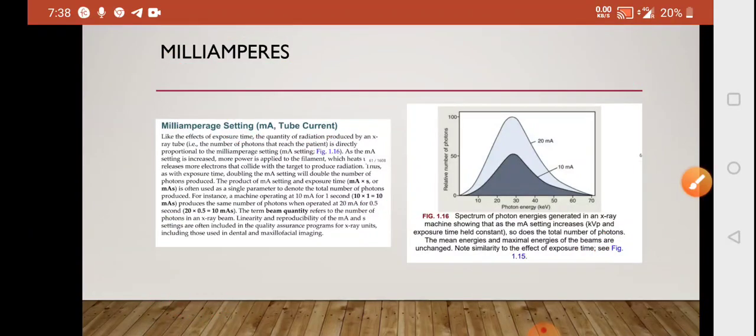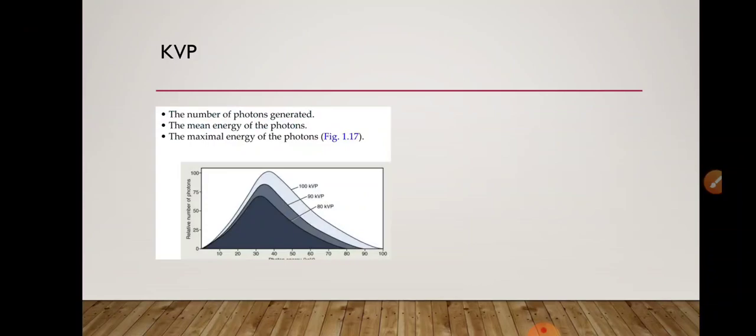That's it. So the current is directly proportional to the production of X-rays, and exposure time is directly proportional to the production of X-rays. If you increase these parameters, X-rays are going to increase.